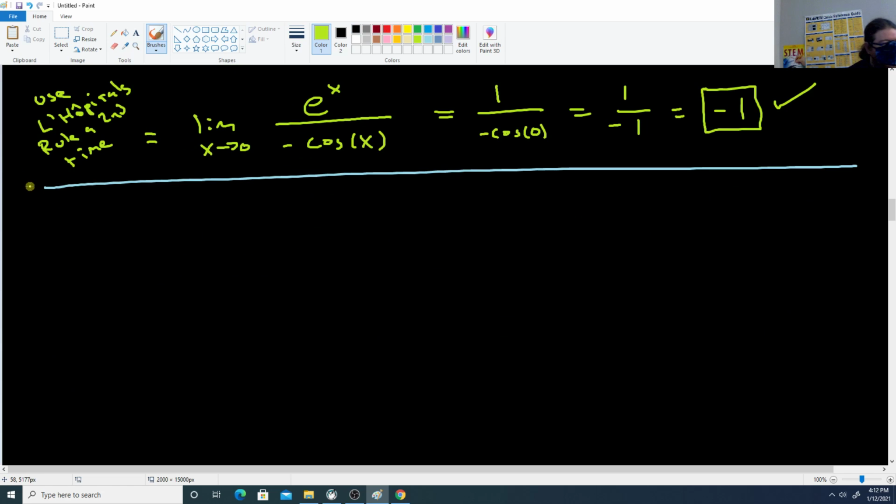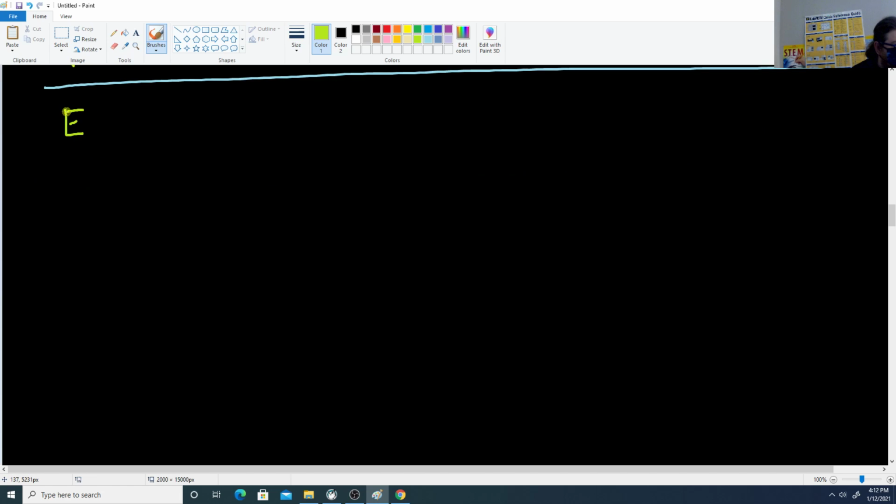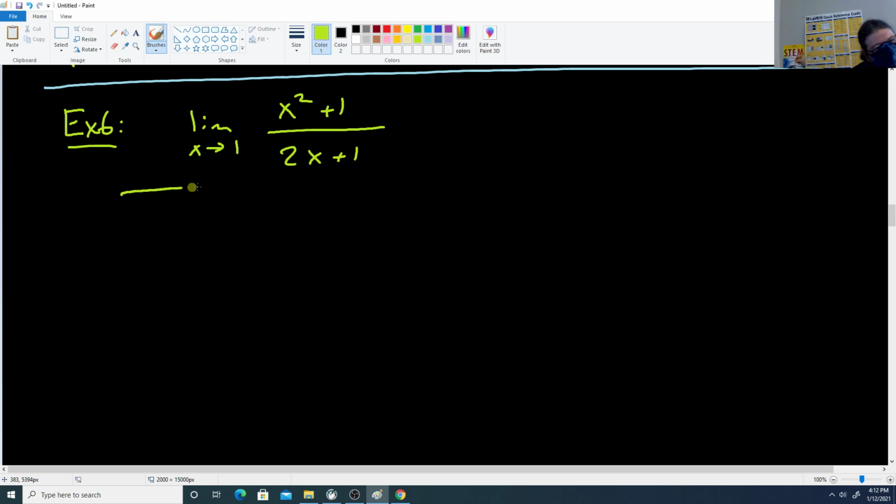Okay, so moving along, we're going to do a couple more of these. So for example 6, they give us the limit as x approaches 1 of x squared plus 1 over 2x plus 1. So we're going to try to evaluate the limit. I put 1 up here, I get 1 squared plus 1. Down here when I put 1 in, I get 2 plus 1. And this is just going to equal 2 over 3.